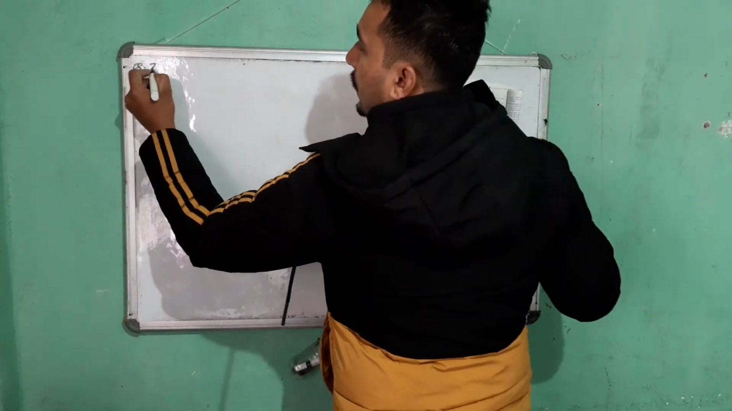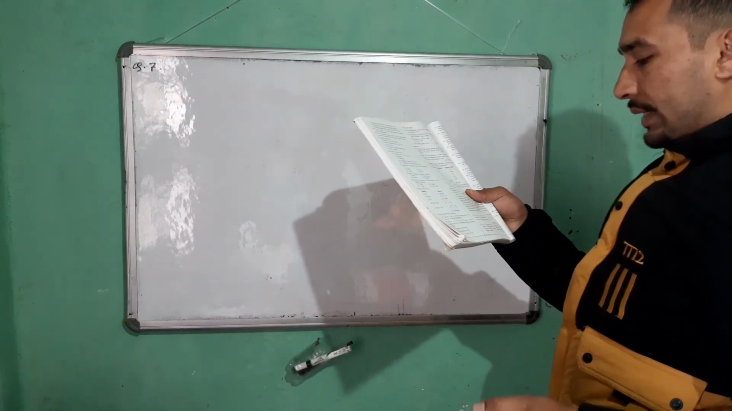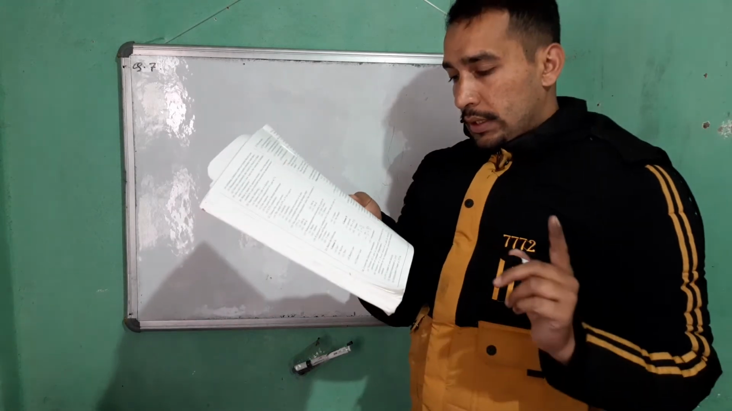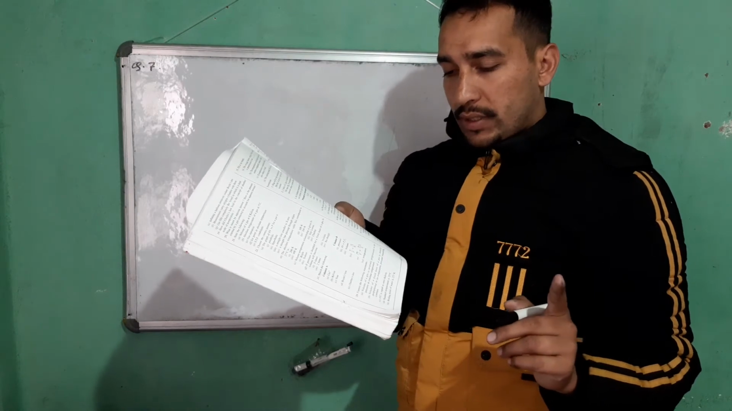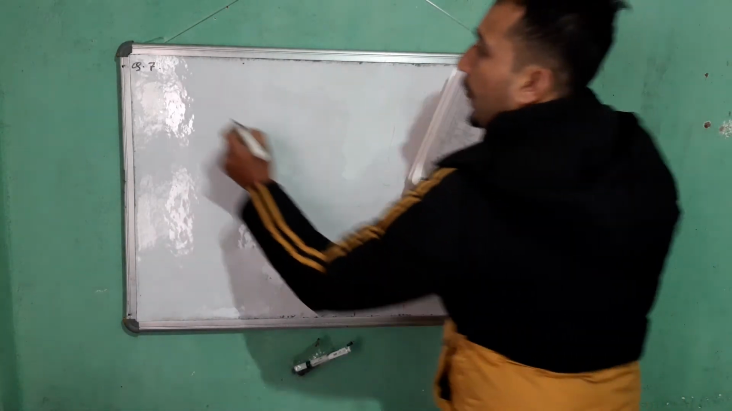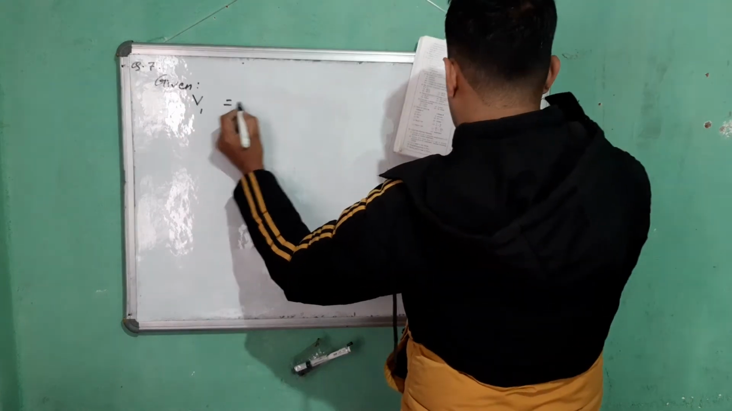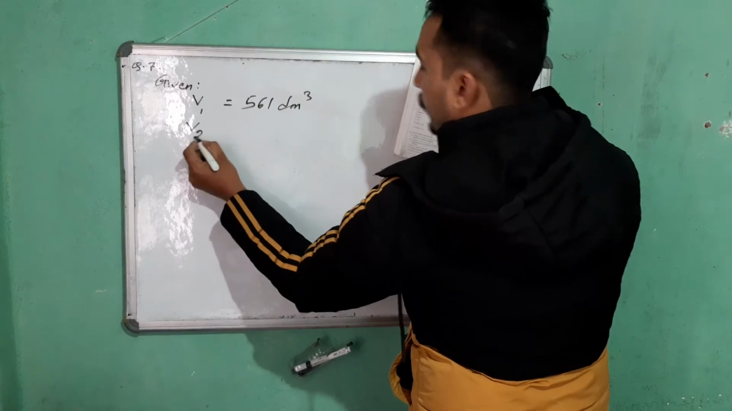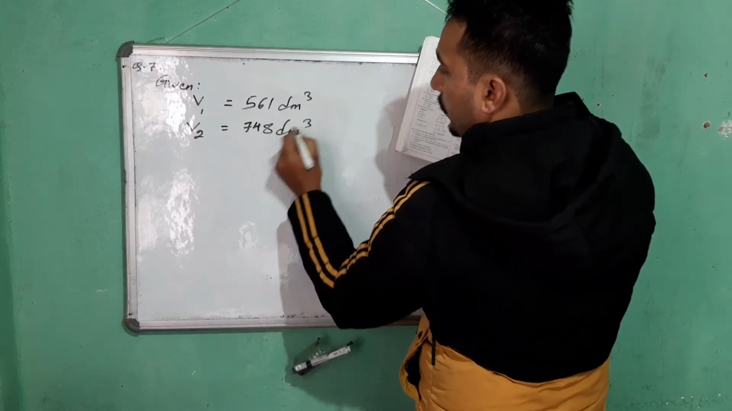Question number 7. 561 decimeter cube of gas at STP, standard temperature and pressure, is filled in a 748 decimeter cube container. If temperature is constant, calculate the percentage change in pressure required. Okay, so given, V1, the volume, is 561 decimeter cube. V2, the second volume, is 748 decimeter cube.